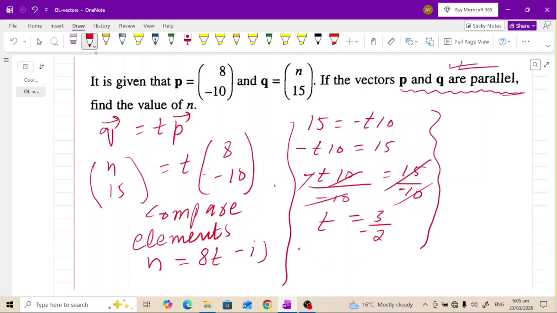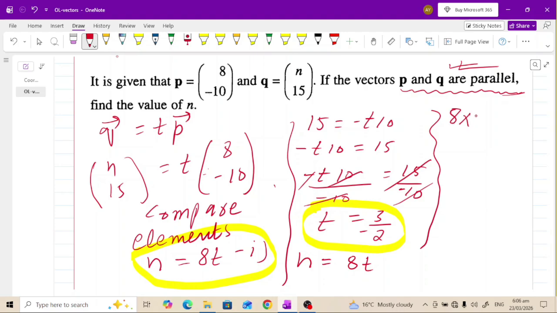So let's put this value of t in equation 1. This equation was n is equal to 8 times t. So 8 multiplied by the value of t, which is minus 3 divided by 2, is equal to n. 2 fours are 8 and 4 threes are 12. Minus 12 is equal to n. So students, the value of n is equal to minus 12.